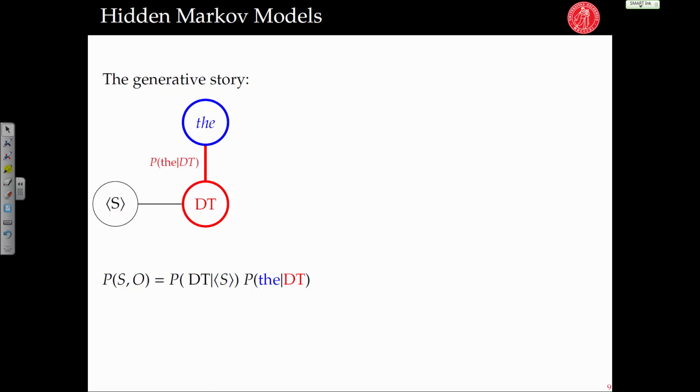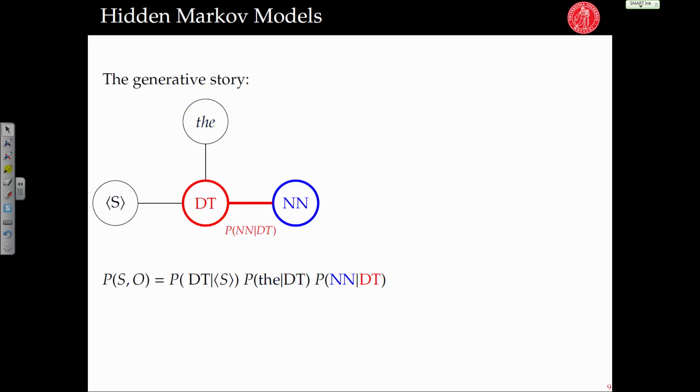What we want to compute in the end is the joint probability of a sequence, which I didn't introduce yet. S is the hidden state sequence, and O is the observation sequence, the words. We want this model to give a joint probability to a hidden state sequence and an observation sequence. We can move on by asking, now that we have a determiner, what is the most likely part of speech tag to follow a determiner? It's going to be a noun, etc.